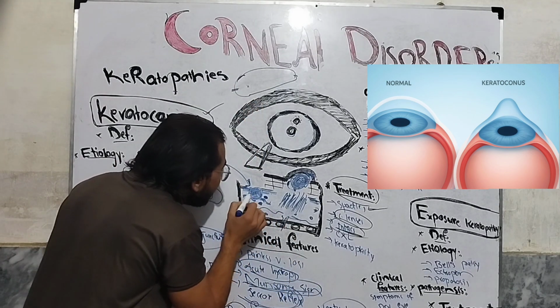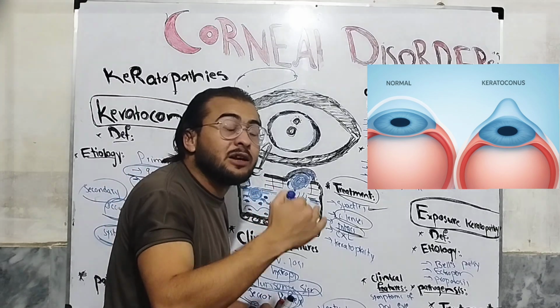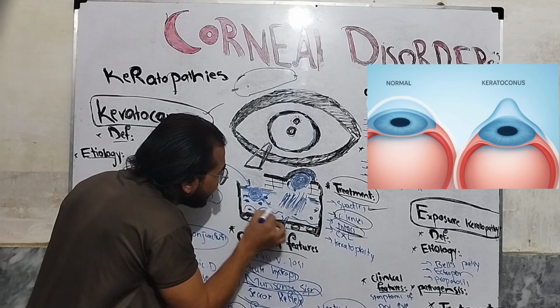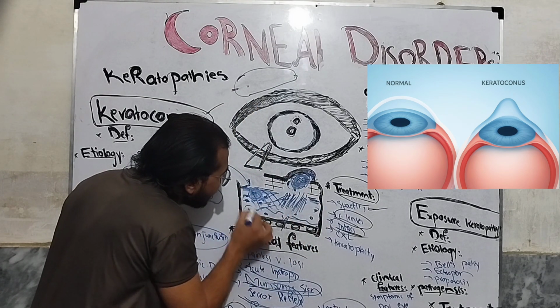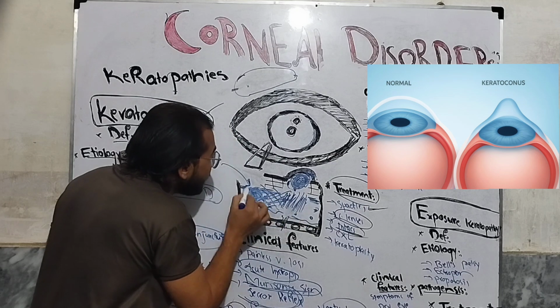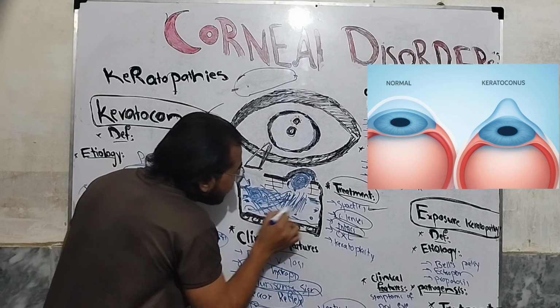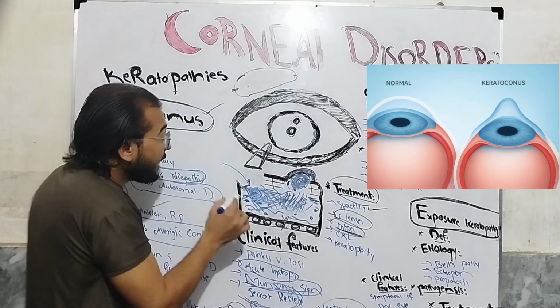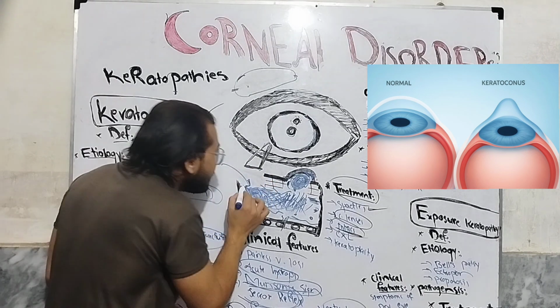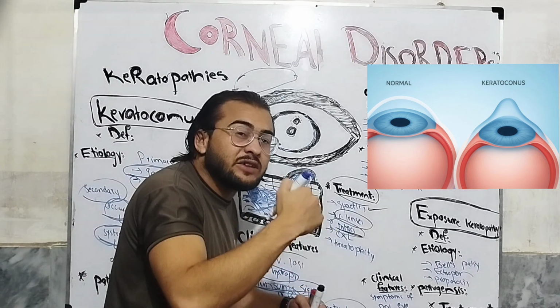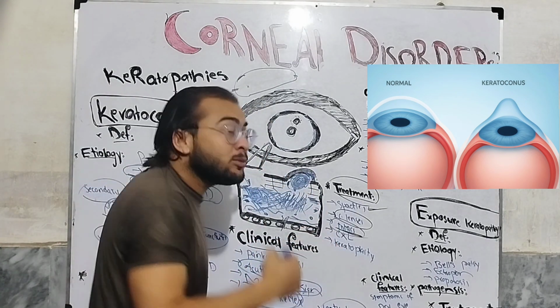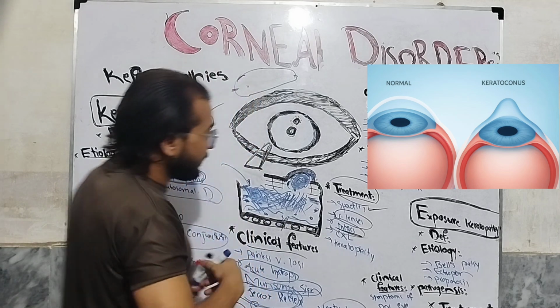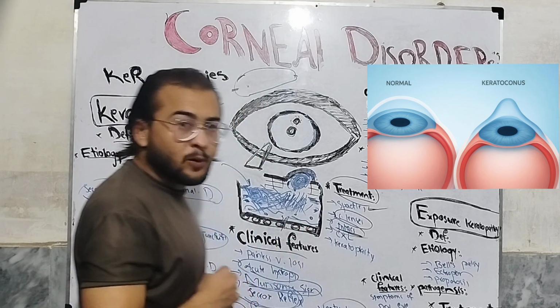This riboflavin and the application of ultraviolet light will create cross-linking between these collagen fibers. This cross-linking will stop the collagen degeneration and disintegration and will stop the progression of the disease. This is called collagen cross-linking.